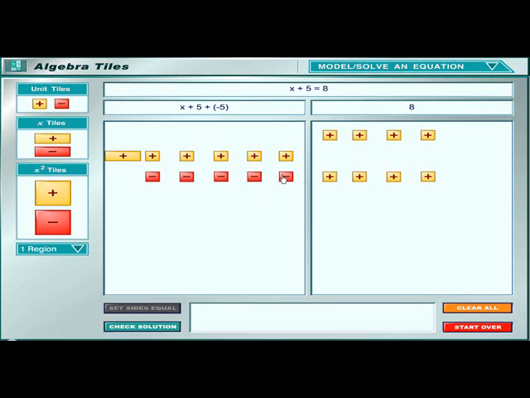I am lining up the negative tiles with the positive tiles to show that they cancel each other out. Okay, they become 0, neutral or 0. Of course, what you do to one side, you must do to the other. So we are going to place 5 negative unit tiles on the right side of the mat. Again, lining them up with the positive unit tiles.